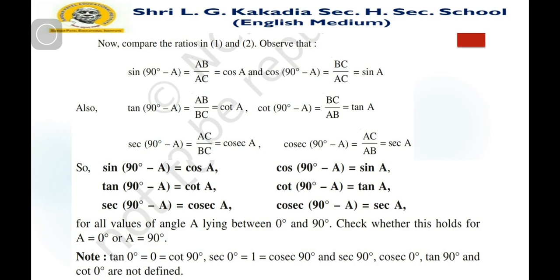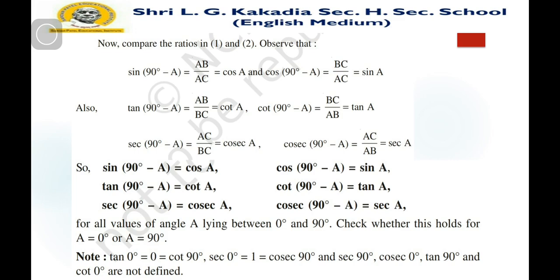If cos 90 minus A, then we can write sin A; tan 90 minus A, then we can write cot A; cot 90 minus A, then we can write tan A; sec 90 minus A, then we can write cosec A; and cosec 90 minus A, then we can write sec A. So these are known as the trigonometric ratios of complementary angles.